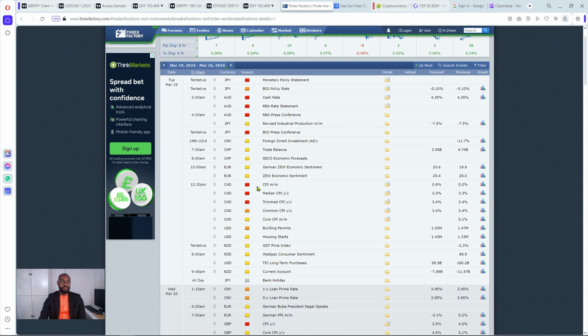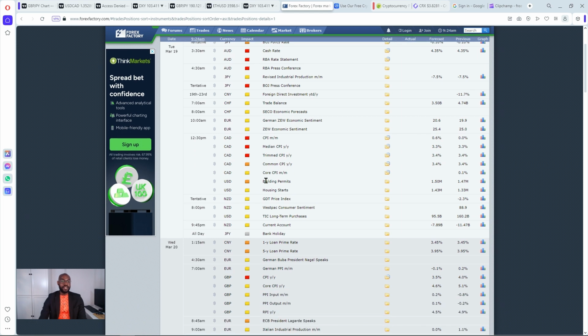CPI, this is going to bring a lot of volatility on USD CAD on Tuesday. So most likely we're going to be expecting that. We'll have three high impact news on CAD: CPI, median CPI, and trim CPI, and medium impact news on CAD as well, common CPI, and USD medium impact news, building permits on Tuesday as well. So expect volatility on USD CAD on Tuesday.